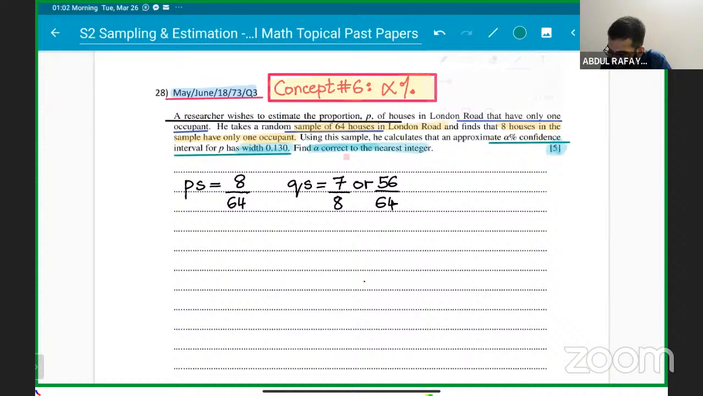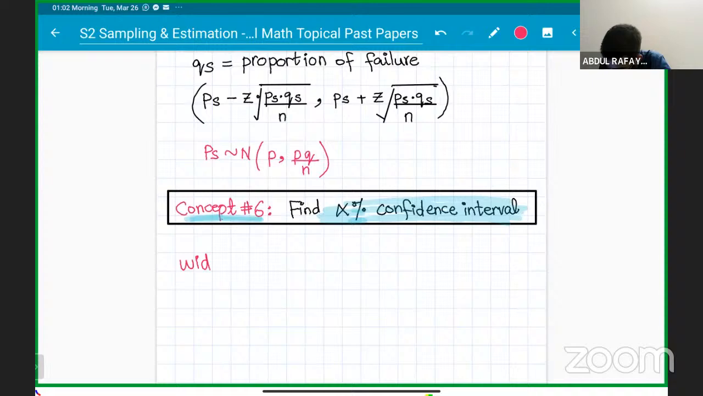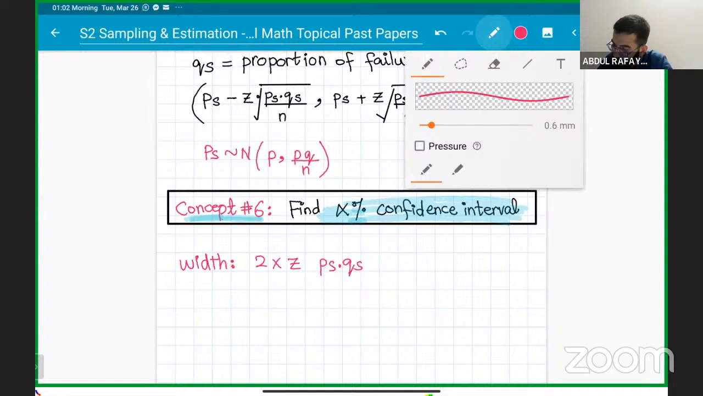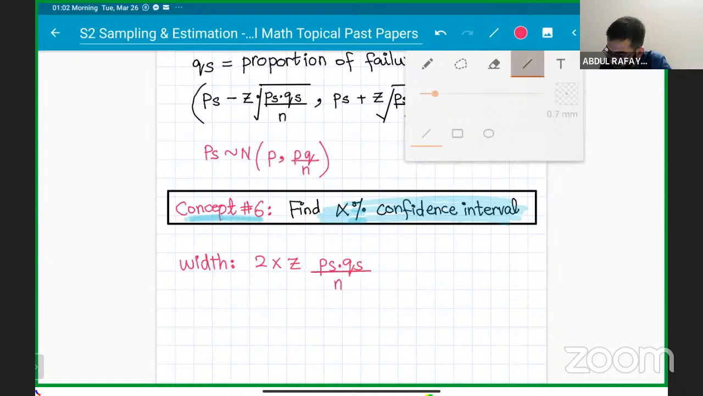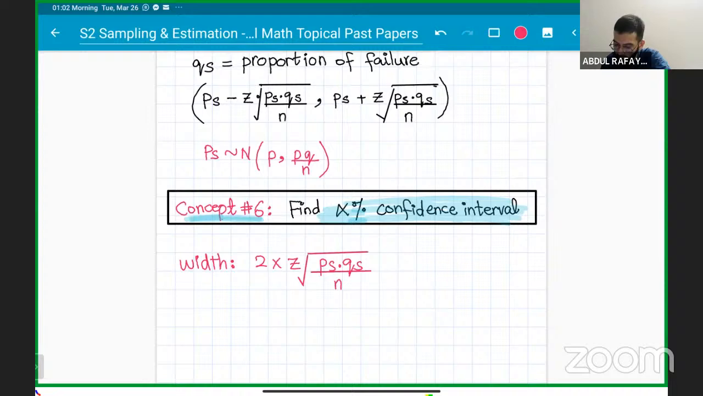So here we go, sir. Please understand what the width formula for the proportion is. The width will be equal to 2 times z, the confidence interval z value, times the square root of the proportion of success times the proportion of failure, divided by the sample size n, all over the square root. That's what we have to apply here for the population proportion. That is the width formula for this.